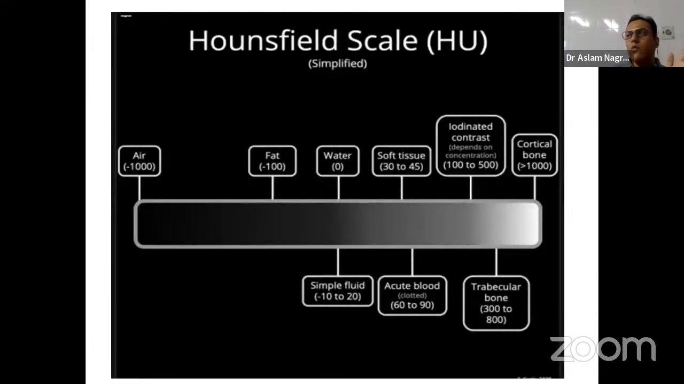The Hounsfield unit, what we see on the CT, already covered. Acute blood, make sure this acute blood looks from 60 to 90 HU. This we should all know, acute blood should be readily identified and fat should be readily identified.